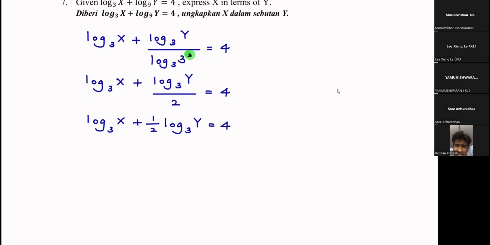Nampak kan? I see I bring the 1 over 2 in front. You know what I'm going to do with the 1 over 2 now? So this 1 over 2 pula, saya nak pindah dia ke atas. Saya nak pindah balik ke atas dia. I'm going to bring back on top. So what you're going to get is log 3x plus log.